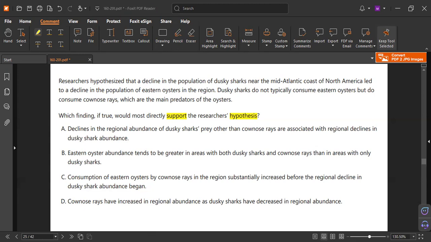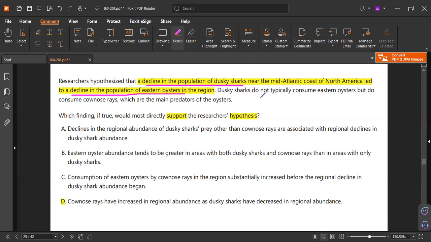So why do you think it is wrong? Even though it's correct, why do you think it's wrong? Number one, what is the hypothesis? This one, I said, a decline. So the decline in the population of dusky sharks near the coast led to a decline in this one.